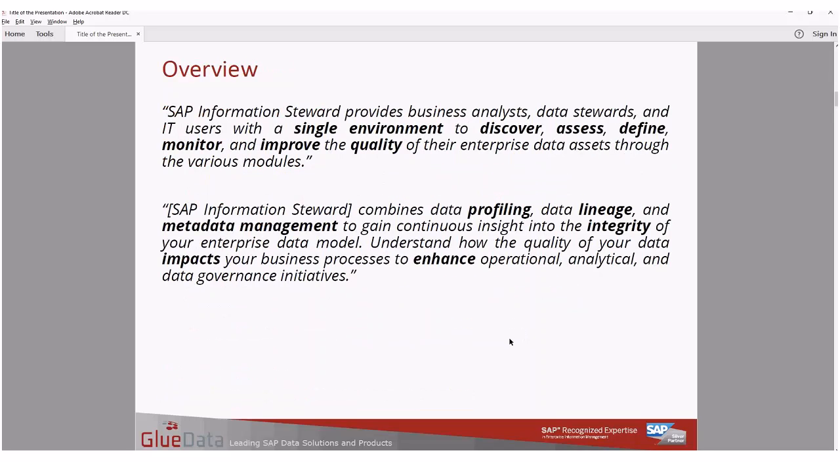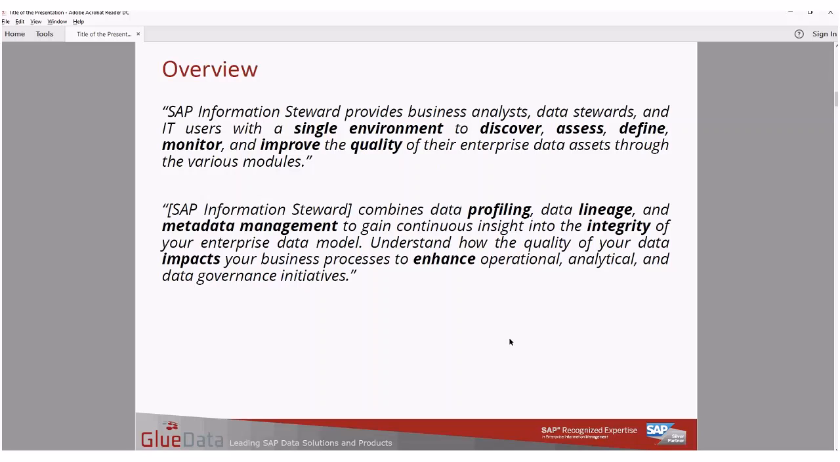So SAP Information Steward provides BAs, data stewards, IT users in the business a single environment, so it's a central solution to discover, assess, define, monitor, and improve the quality of the enterprise data assets. So we'll dive into more detail in exactly what these words mean. IS also combines functionality such as profiling, data lineage, metadata management, and these provide, and the word there, continuous, is quite interesting, continuous insight into the integrity of your data.